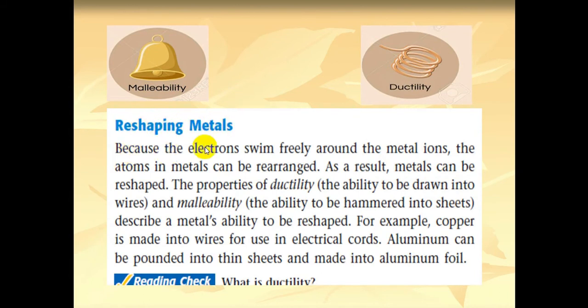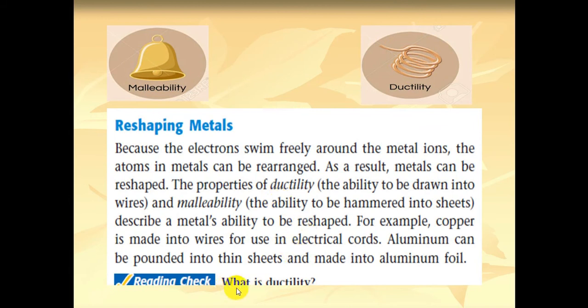Reshaping metal. Because electrons swim freely around the metal ions, the atoms in metals can be rearranged. As a result, metals can be reshaped. Properties: ductility and malleability. Ductility means the ability to be drawn into wires, like here. So metals, because of metallic bonding, can be drawn into wires. Also, they can be hammered into very thin sheets, like aluminum foil, which is a very thin sheet.